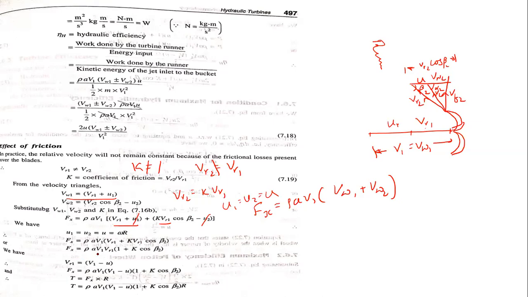Fx becomes rho A V1 VR1. If I take VR1 outside, what is remaining here? 1 plus k cos beta 2. But what is VR1? V1 minus u. So I am representing it as rho A V1, V1 minus u, 1 plus k cos beta 2. Okay, so T is equal to force into radius. So T is equal to rho A V1, V1 minus u, 1 plus k cos beta 2, into R.